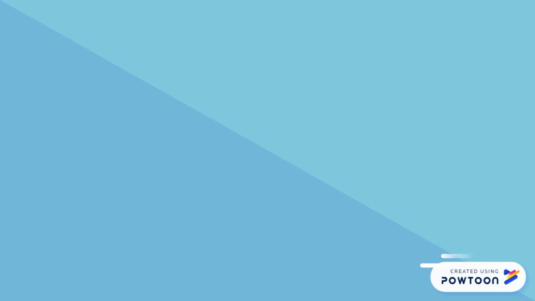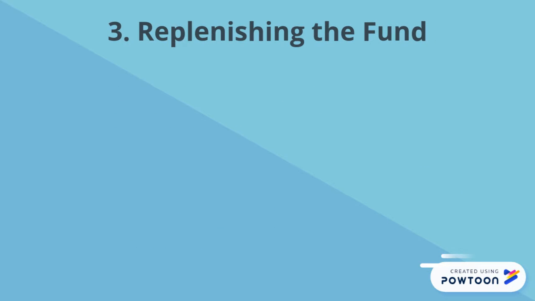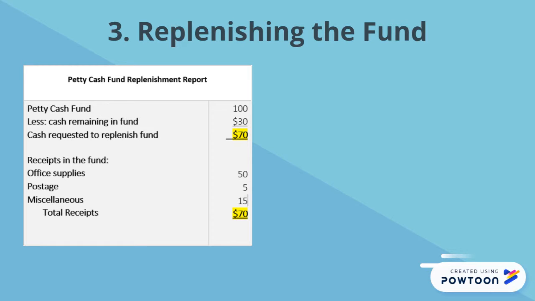The last step is replenishing the fund. This is where expenses are recorded and money is added to the fund if it is running low. To do this, a petty cash fund replenishment report is made, which shows how much cash is remaining in the fund and if total receipts matches total expenses.